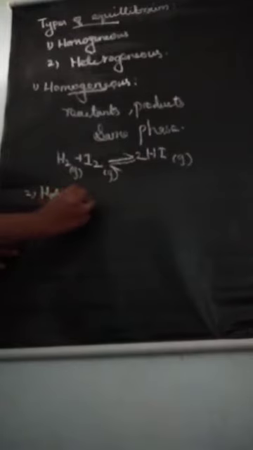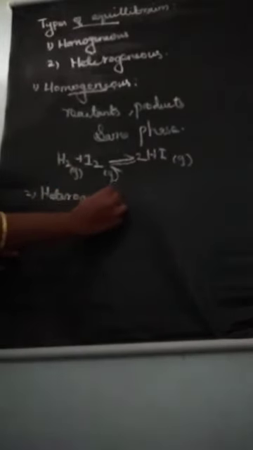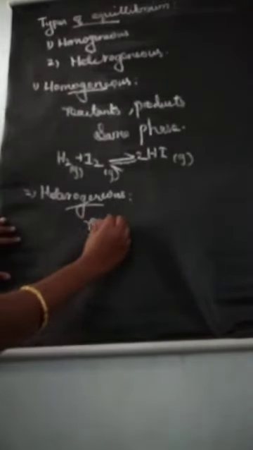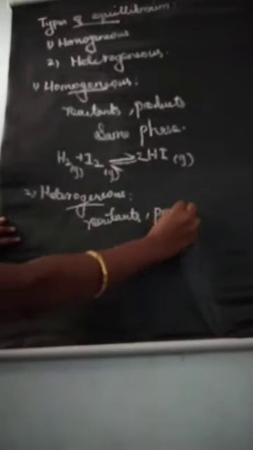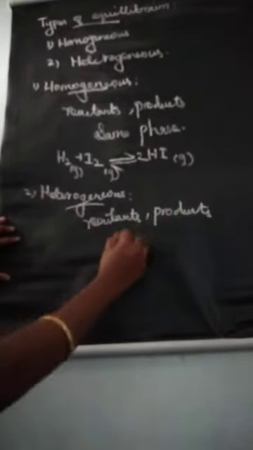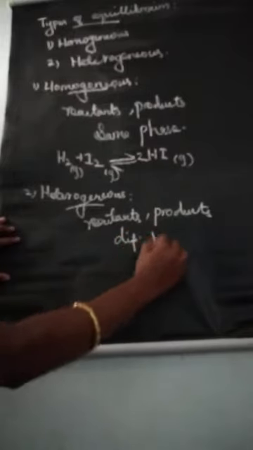Understand? Then the second type is heterogeneous equilibrium. What is meant by hetero? Hetero means different. So heterogeneous means both reactants and products are in different phases.